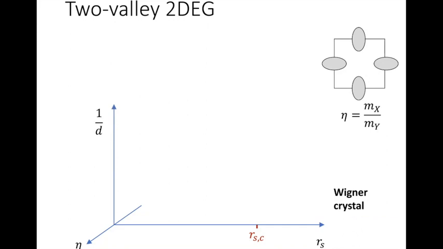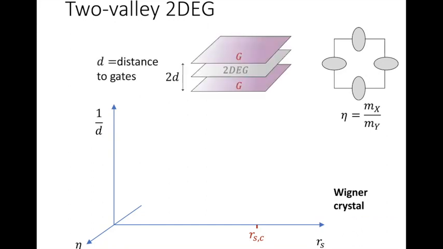So I'll introduce a gate, or in fact a dual gate, that screens the long-range Coulomb interaction to a varying degree. So d is the distance to the gate that controls how long-range the Coulomb interaction is. And I'll be using this as a theoretical parameter. The realistic system is somewhere here. The distance of the gate is very, very large, so basically unscreened Coulomb interactions.